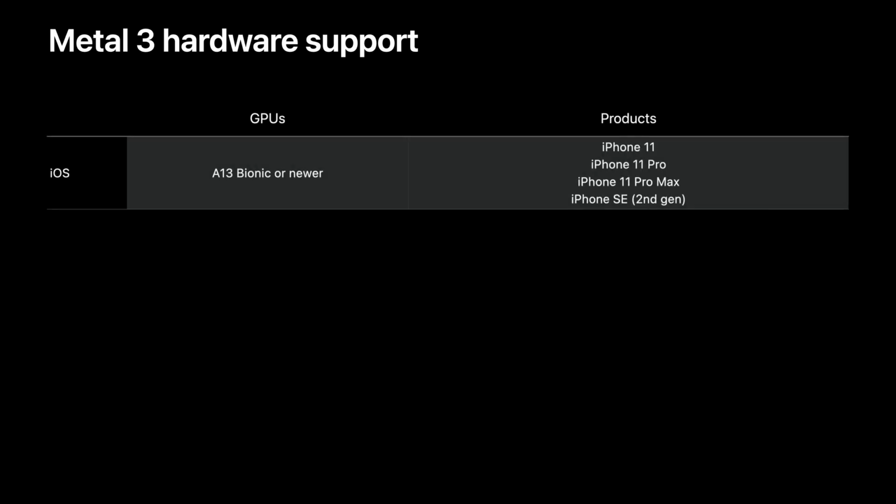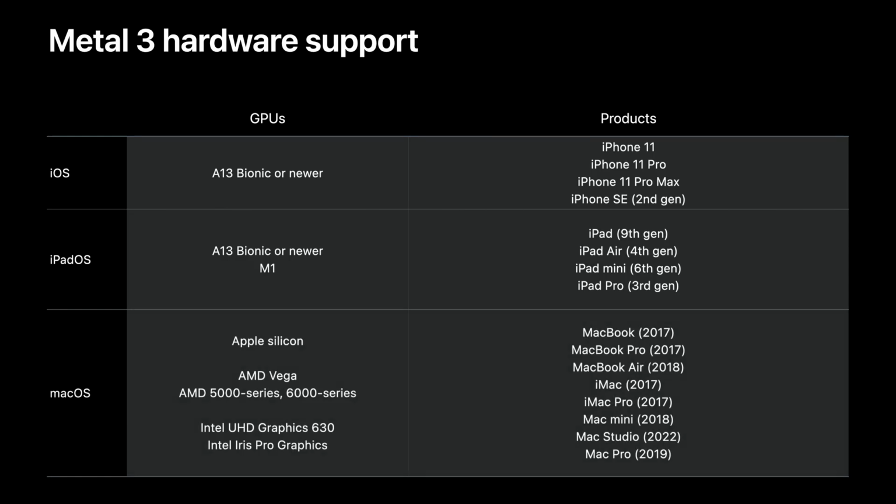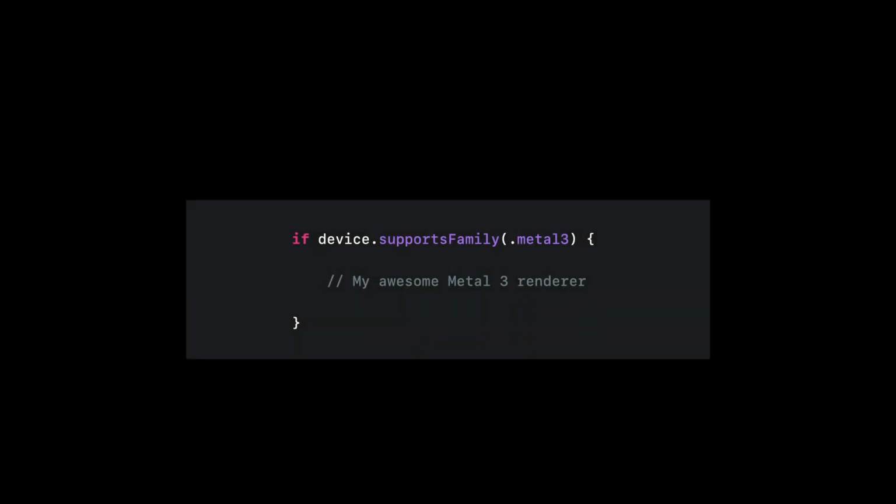Now, let me tell you what hardware supports the Metal 3 features that I just described. Metal 3 is supported on all modern iOS, iPadOS, and macOS devices, including iPhone and iPad with A13 Bionic or M1 chips or newer, and all Apple Silicon Mac systems and Mac systems with recent AMD and Intel GPUs. And to find out whether a given device supports Metal 3, use the Supports Family query on the Metal device.